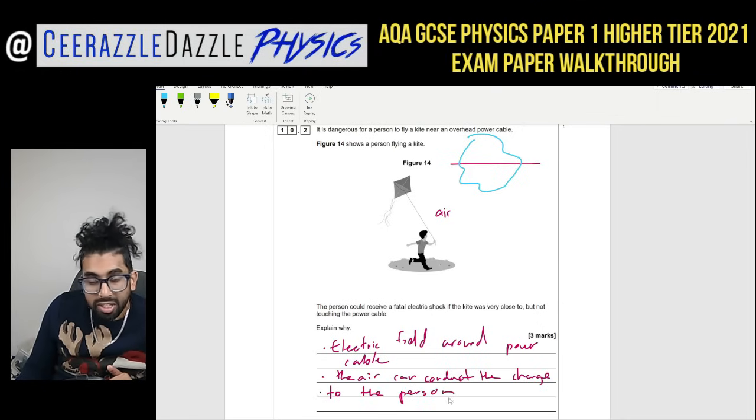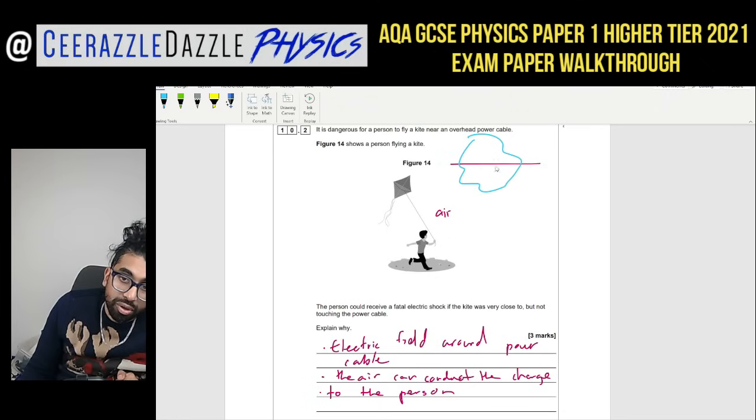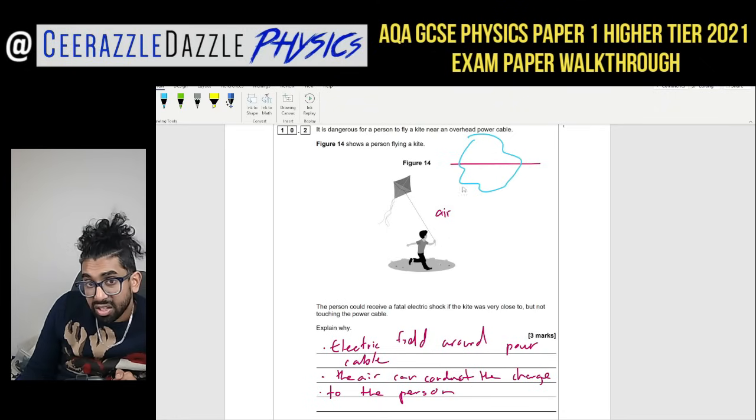There we go. So you can accept that answer here. So there's an electric field around the power cable, and obviously because the air will act like a conductor, that charge will then pass through the air and then strike the child here.